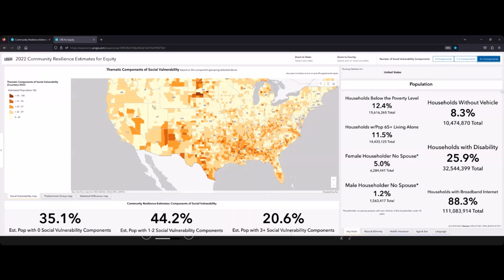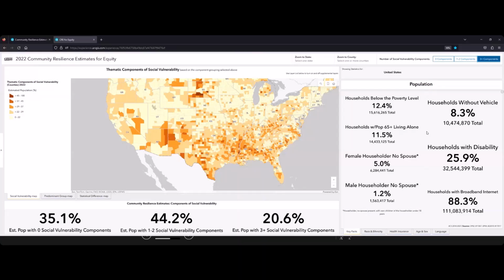Let's take a look at the different data that is being provided. We can see that at the nation, 35.1% of the population is estimated to live with 0 social vulnerability components, 44% with 1 or 2 social vulnerability components, and 20.6% is estimated to live with 3 or more social vulnerability components. If you take a look here on the right panel, we have more information coming from different ACS tables. And here on the bottom, you will see information on which tables were used to bring this data.